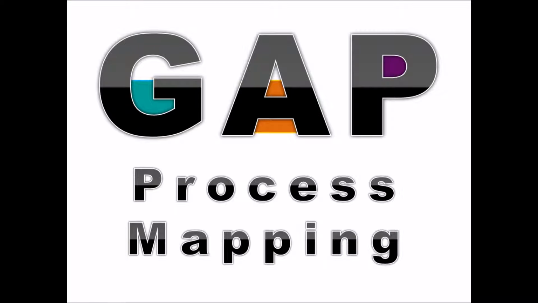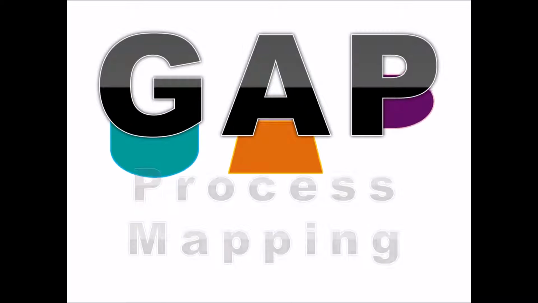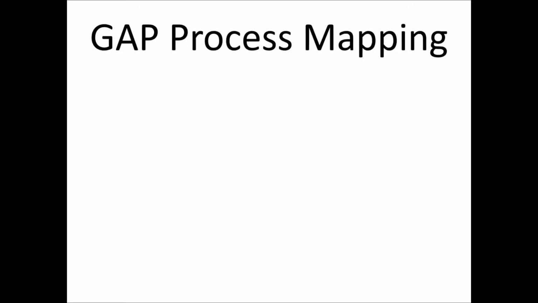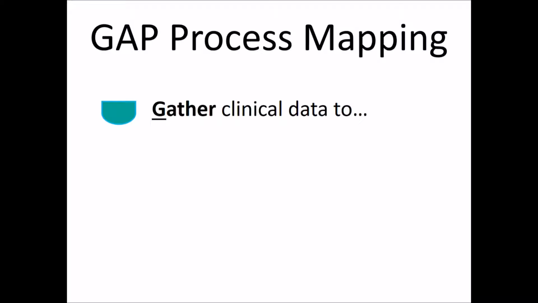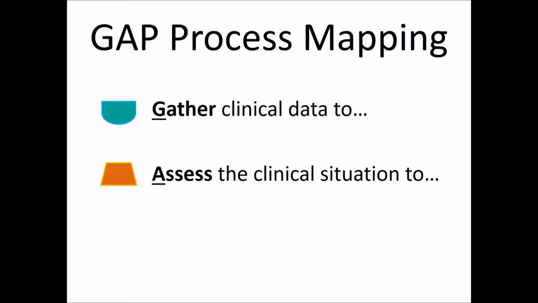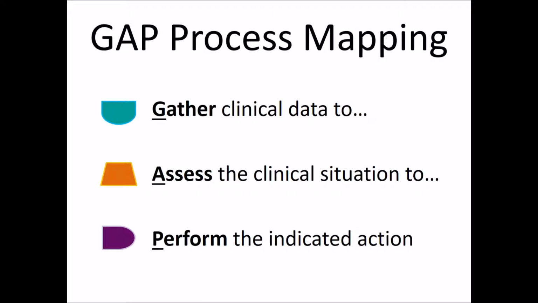We call this method GAP process mapping for the 3 different types of symbols that compose it. We wanted to keep this method as simple as possible so that it would be easy to remember. So there are only 3 different symbols that we use in GAP process mapping, and they correspond to the 3 basic types of action that you take in a clinical process. You gather clinical data in order to assess the clinical situation, and then you perform an indicated action.